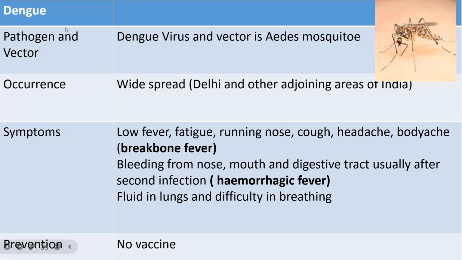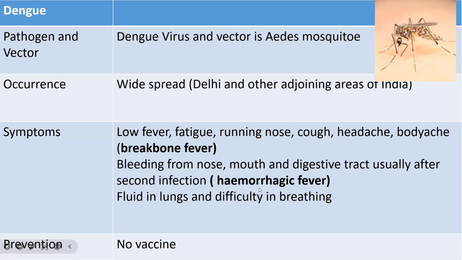Then second one is dengue. What is the pathogen? Pathogen is dengue virus, and vector is the Aedes mosquito. Occurrence: it is widespread, especially in Delhi and the adjoining areas, more common. And symptoms: low fever, fatigue, runny nose, cough, headache, body ache, and breakbone fever. The fever causes pain in your bone. That's why it is called breakbone fever. Bleeding from the nose, mouth, and digestive tract, usually after second infection, and it is called hemorrhagic fever.